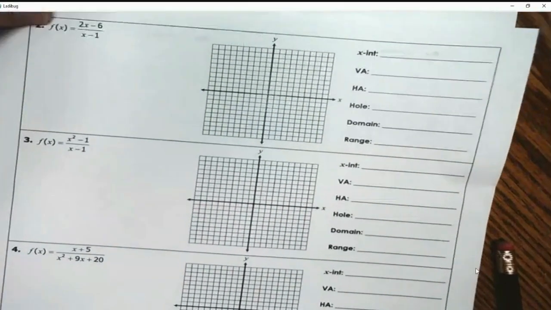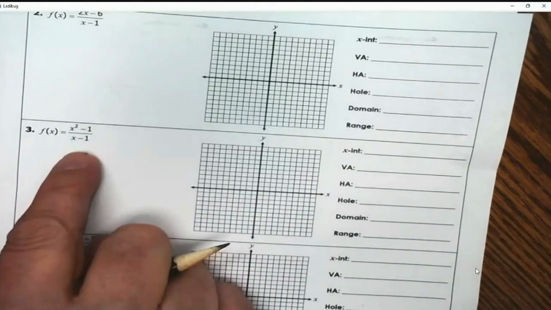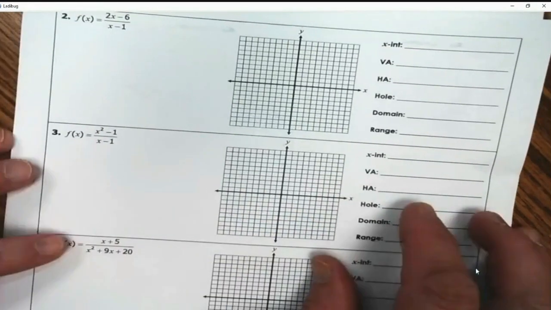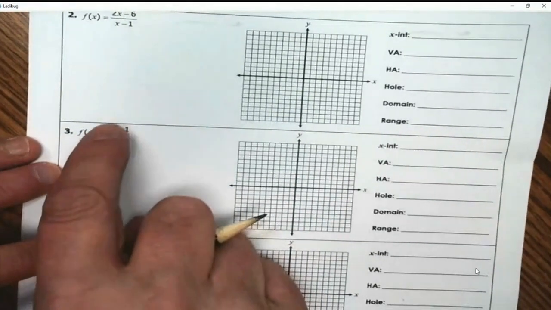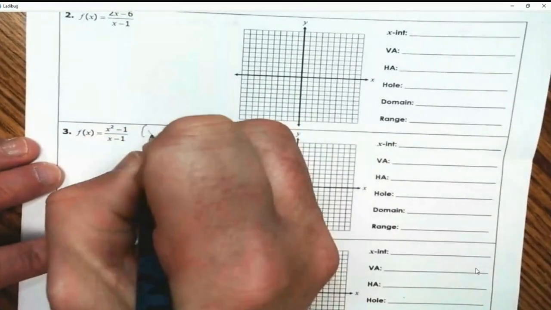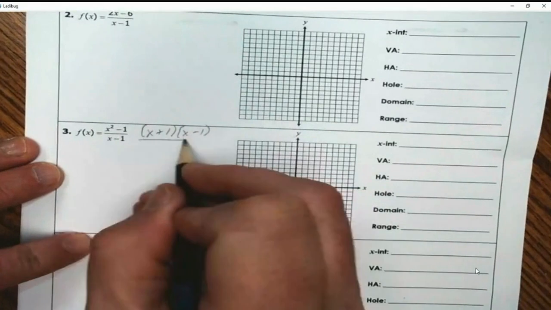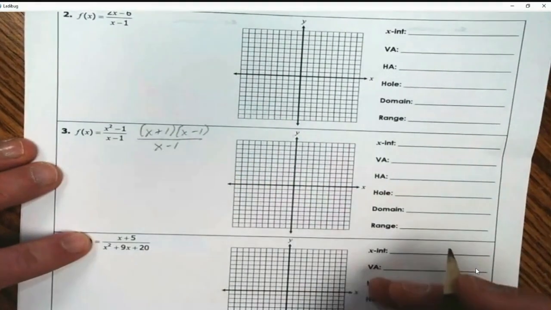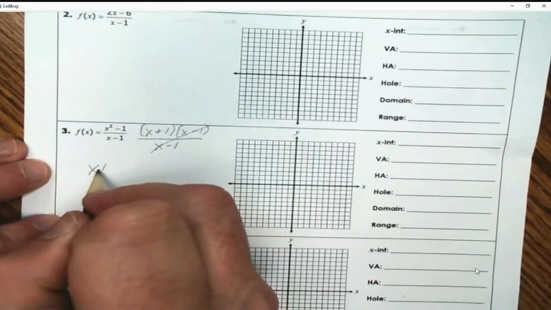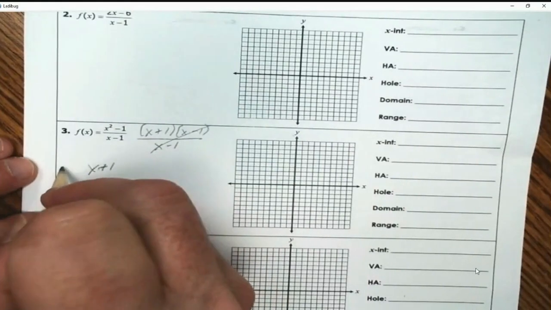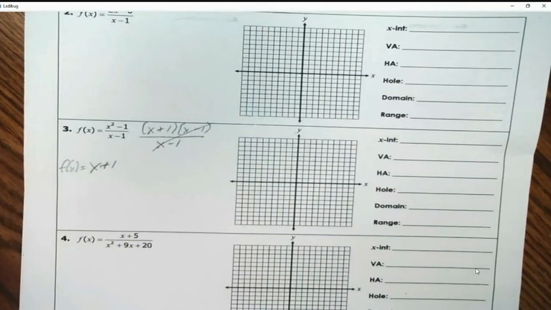All right, let's look at one that's a little different. Let's jump down to this one. Let's do x squared minus 1 over x minus 1, because this factors. This is the difference of squares. That factors to x plus 1 times x minus 1, over x minus 1. So these cancel out. That just leaves x plus 1, because the bottom canceled out with the top one.